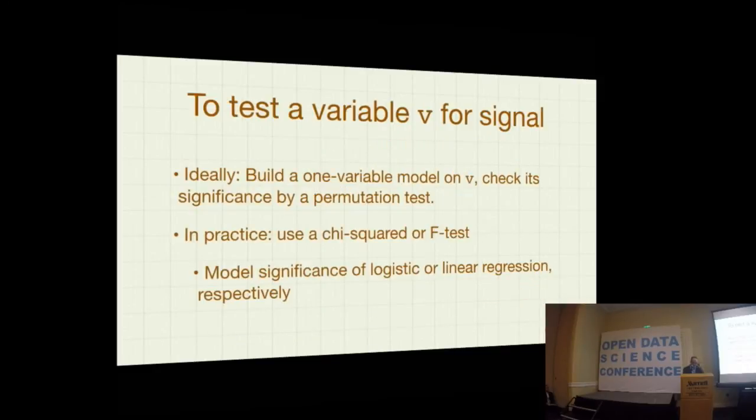To test a variable for signal, the ideal Gedanken experiment is to build a one-variable model, predicting y using only a single variable, and then do it again and again for permuted versions of y. If your model is out of that pack, you're probably good. If that model is in that pack, you're probably bad, or at least indistinguishable from noise, and we say you're a good candidate to prune. The punchline is that's essentially what significance testing is abstracting. But we're not endorsing the whole frequentist framework.